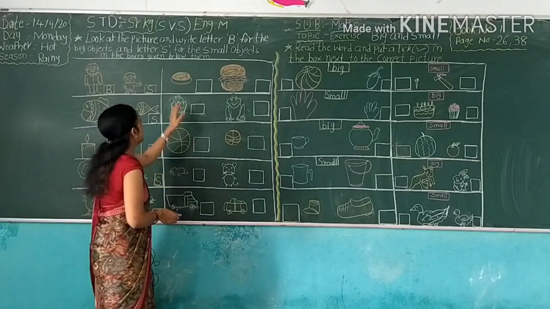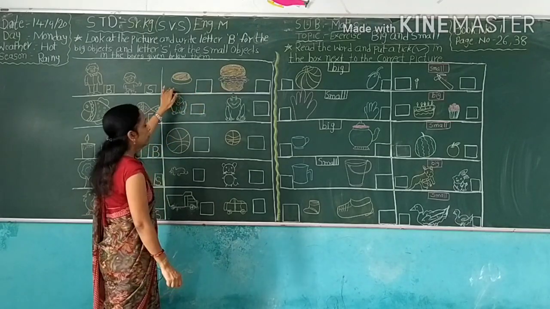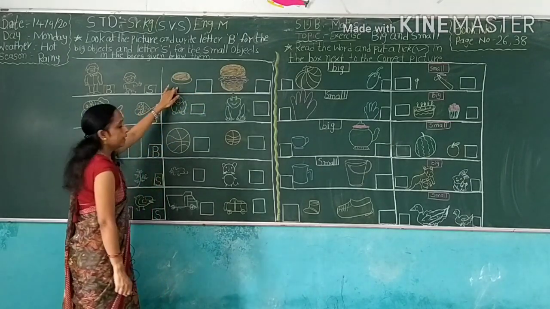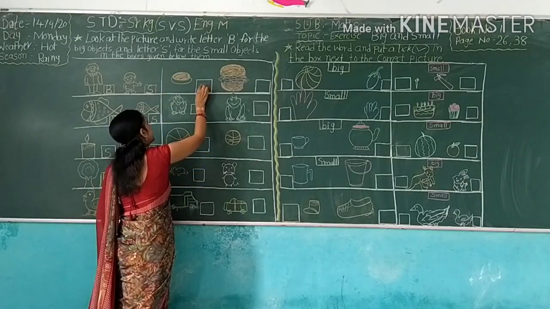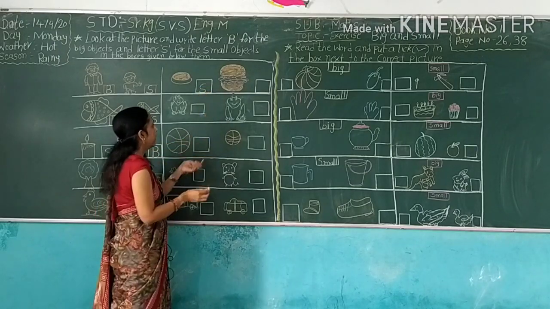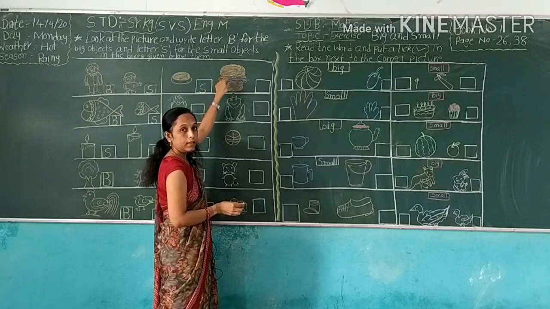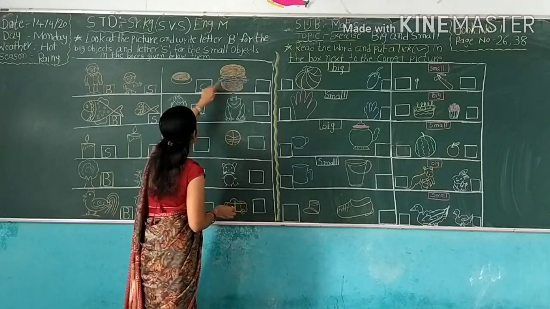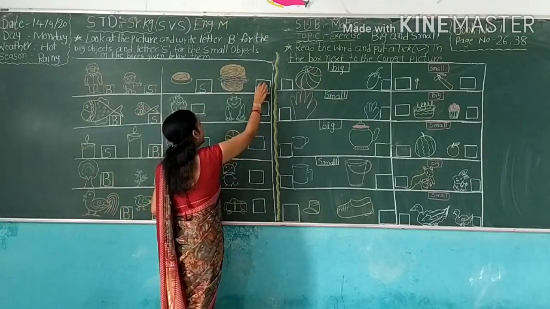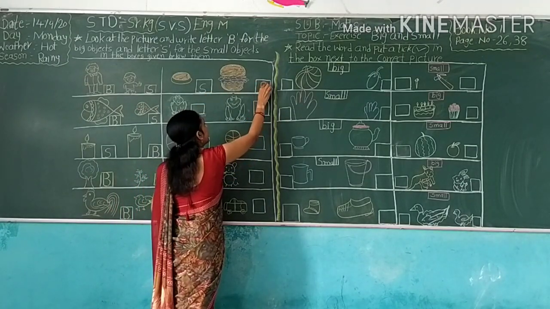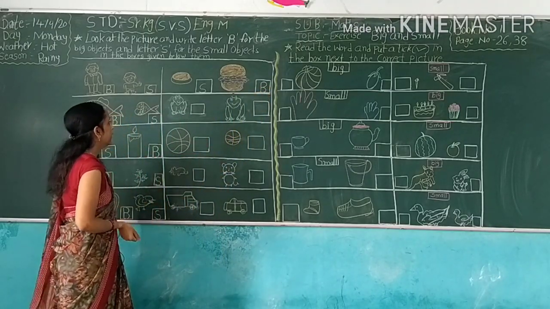Look here. Look at the picture carefully. Here I drew two buns, but this bun is small. So here we write S. And what is this? Buns, but this bun is big. Look here. Small and this big. So here we write B. Big, small.